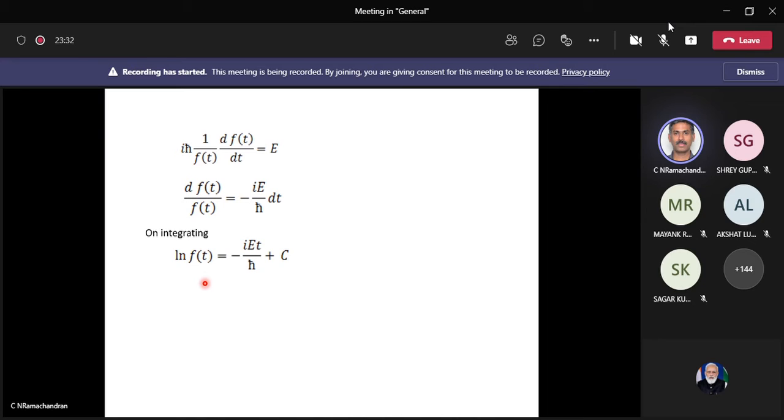So in that case, I have to take the exponential. So f of t is equal to, there will be a constant of integration, so that is e to the power of c, then e to the power of the rest. And exponential to a constant will be another constant, so I'm just writing A. So f of t is equal to a constant into an exponential function, that is exponential of minus iEt by h cross.